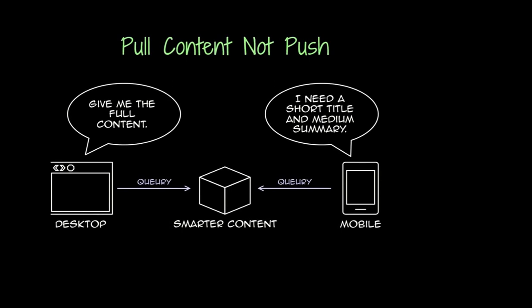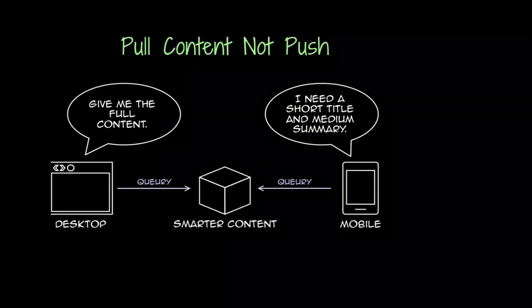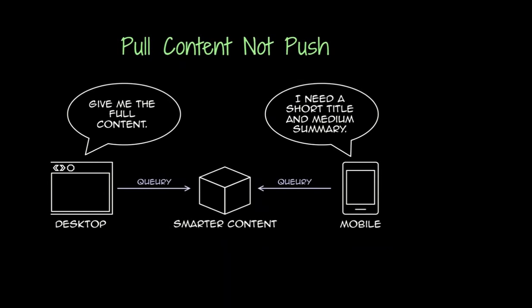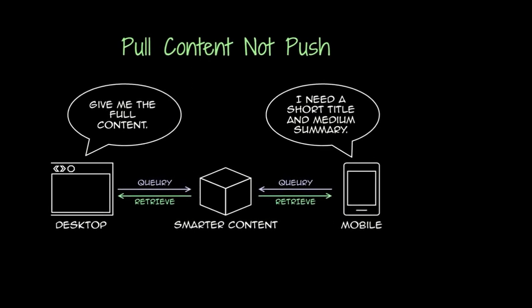So we might want to have our different front ends go, I need the full content because I'm in the desktop browser and I've got theoretically infinite bandwidth. Or I need a short title and a medium summary because I'm a mobile device and that's all I want. And the smarter content will take that query and go, sure, no problem, here you go. It's all good. And you get just what you need.